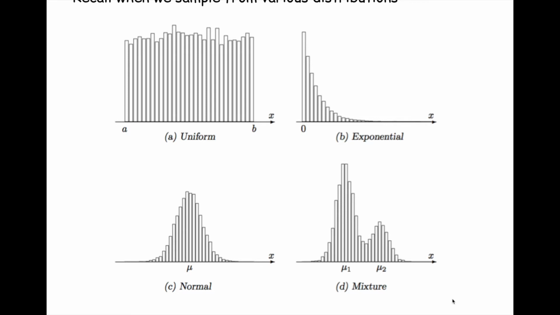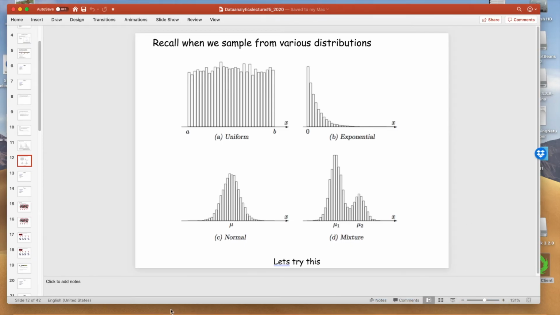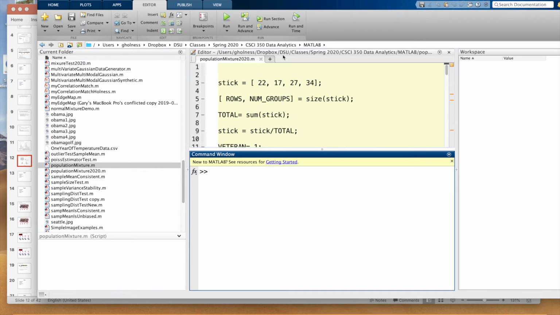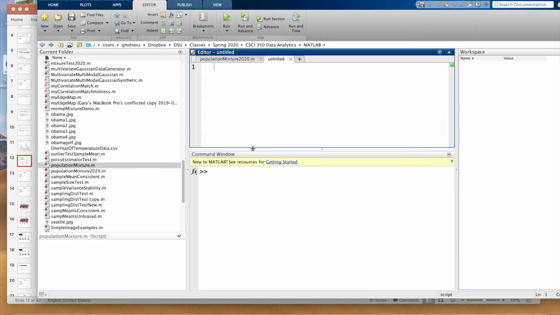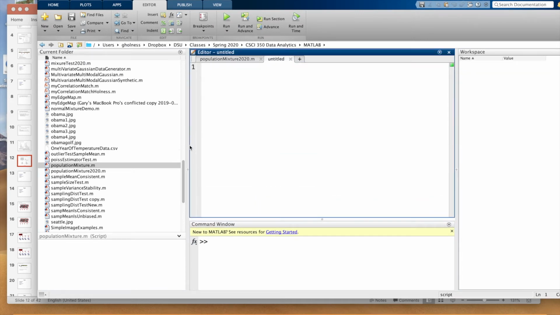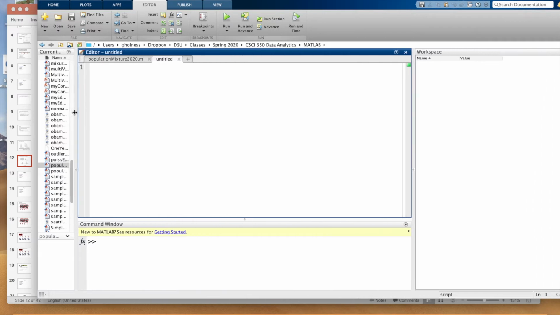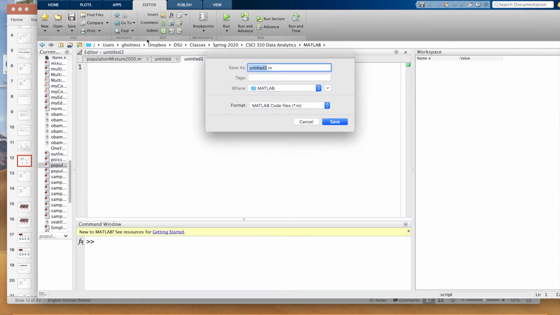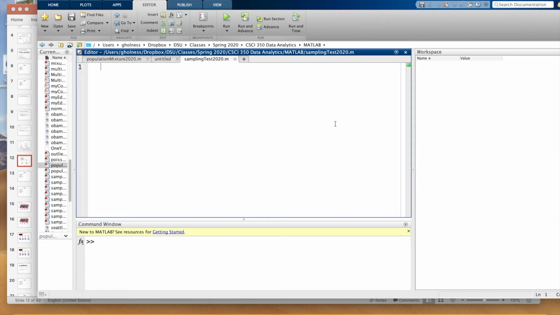Okay, so I'm going to exit and show here. And let me bring up MATLAB. And I will call it sampling test, new script. Let me save that. Sampling test 2020. And I'll certainly post this on the Blackboard alongside the slides for module lecture number 5.